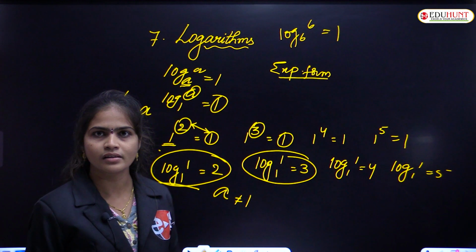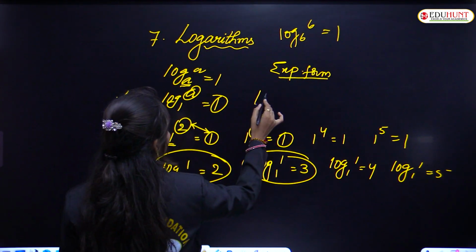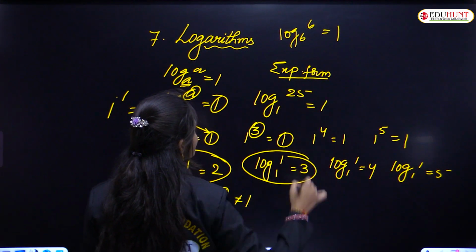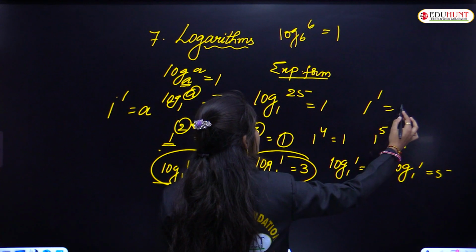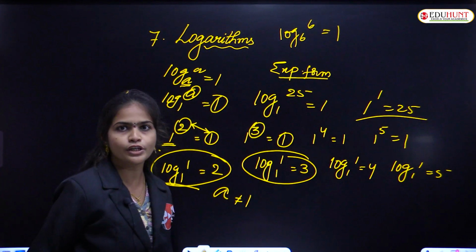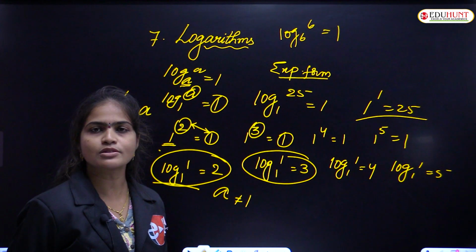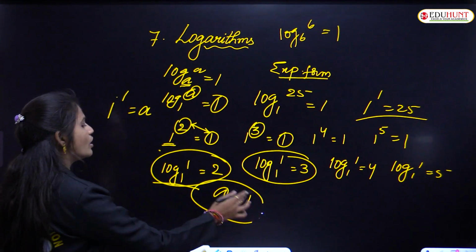Is it possible? Or let's change it here: log 25 to the base 1 is equal to 1. Okay, just convert into exponential form. 1 power 1 is equal to 25. Do you agree with this? 1 power 1 is always 1 only, not equal to any other number, right? So that's why here A is always not equal to 1.